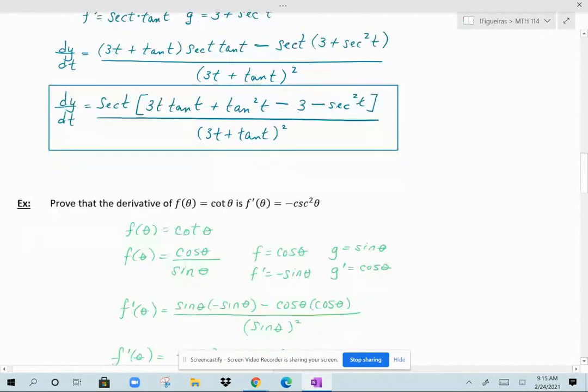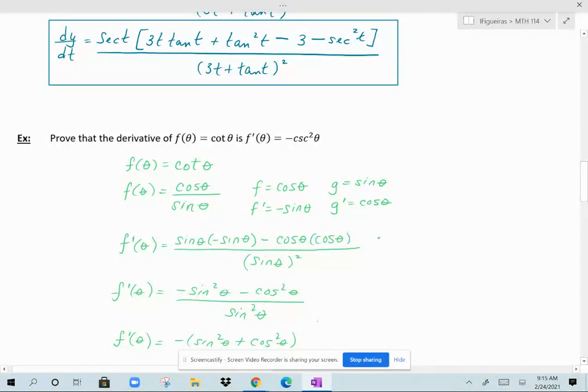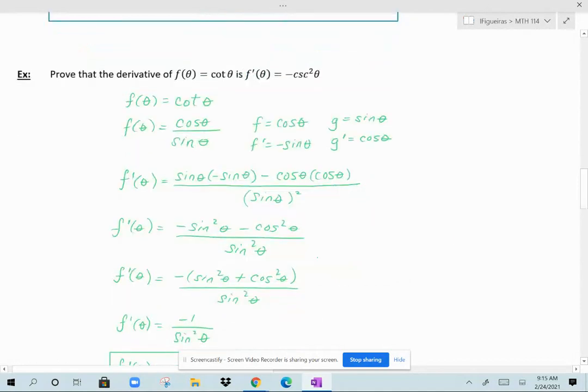Then we plug it into our quotient rule. So right here you see g f prime minus f g prime over g squared. The numerator, when you multiply, becomes negative sine squared of theta minus cosine squared of theta over sine squared of theta. And then in the numerator, you can factor out a negative 1. So I get negative 1, and then in parentheses, sine squared of theta plus cosine squared of theta over the same denominator. But again, this is right here, that's the Pythagorean identity. That is equal to 1.